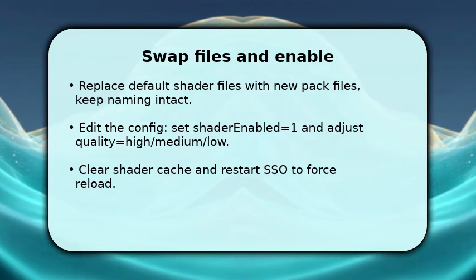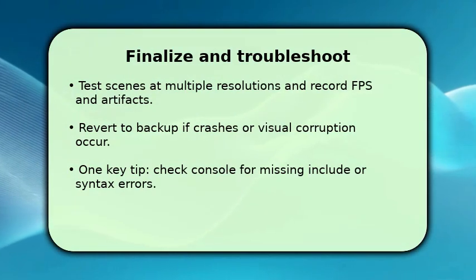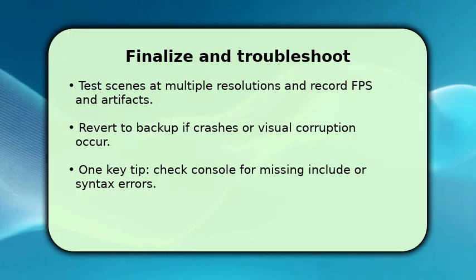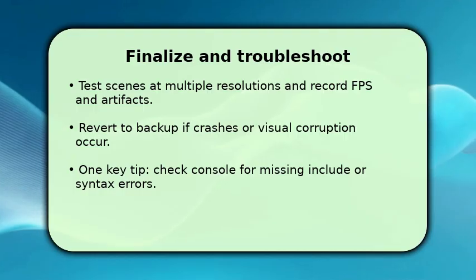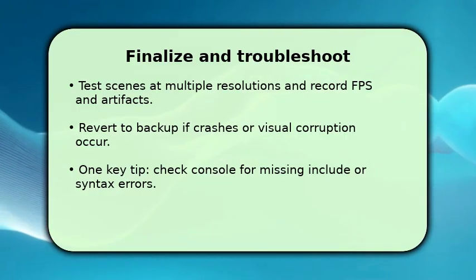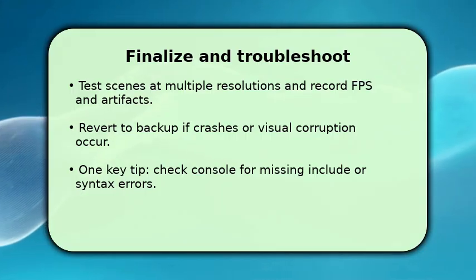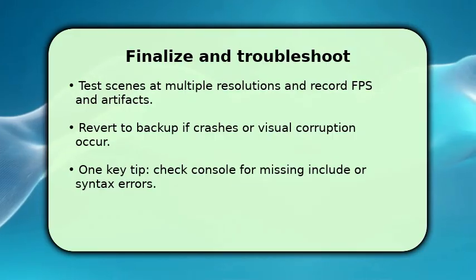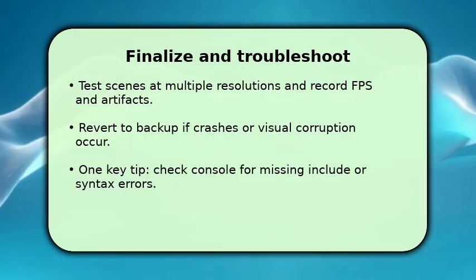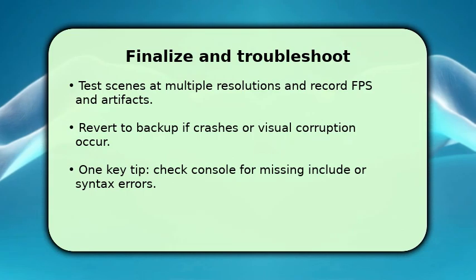You finish by validating the results. Load varied scenes, change resolution, and monitor FPS and visual artifacts to ensure stability. If you see crashes or corrupted visuals, revert to your backup immediately to restore a working state, then compare differences. Make sure to check the client console or log for missing include files or shader syntax errors. That single error often blocks compilation. Once fixed, reapply the corrected shader file, clear cache again, and restart so the stable shaders load.